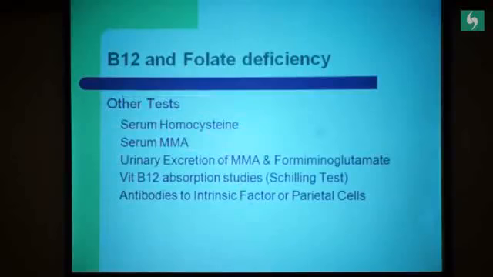Now other tests that we can do in such a scenario are serum homocysteine, serum methylmalonic acid, urinary excretion of MMA and formiminoglutamate, vitamin D, and B12 absorption. We don't do Schilling's test and all, or the deoxyuridine test that used to be done earlier. What we use sometimes in our patients, and highlighting this, is that homocysteine and methylmalonic acid are both elevated in B12 deficiency, but homocysteine alone is elevated in patients with folate deficiency.